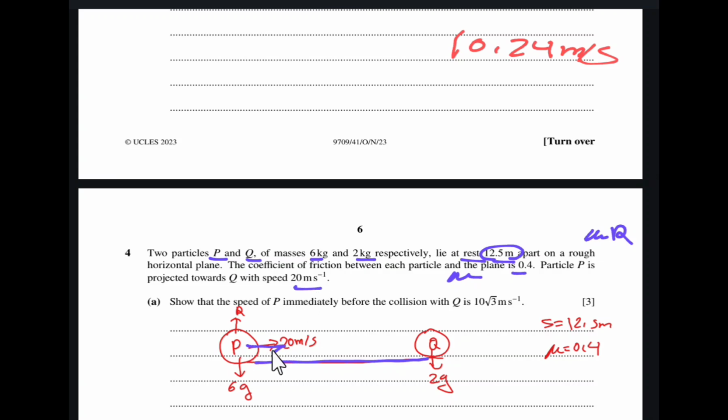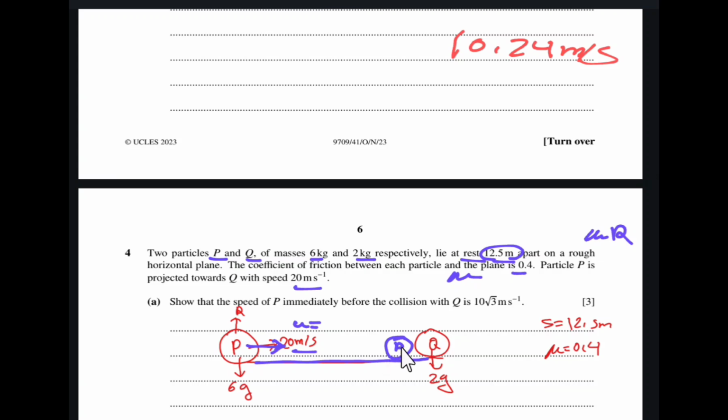So P moves towards Q with a speed of 20 meter per second. That means its initial speed is 20 meter per second. Show that the speed of P immediately before collision with Q is 10√3. So we need to find the speed of P immediately before collision with Q, that means at this point.